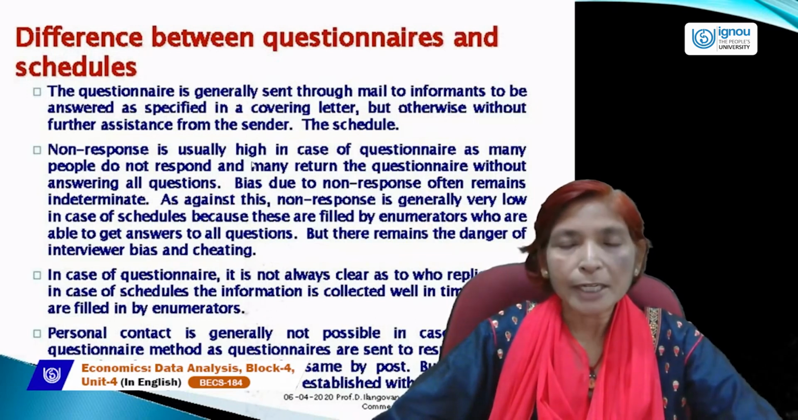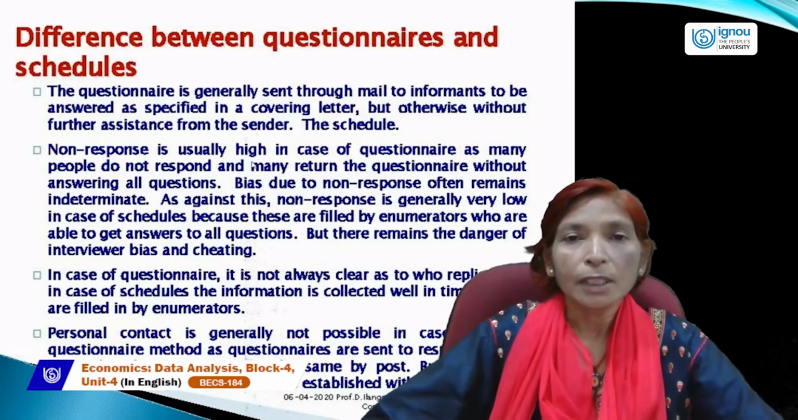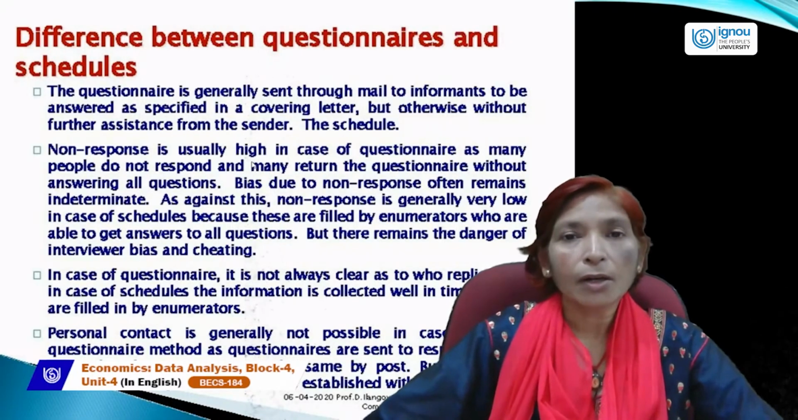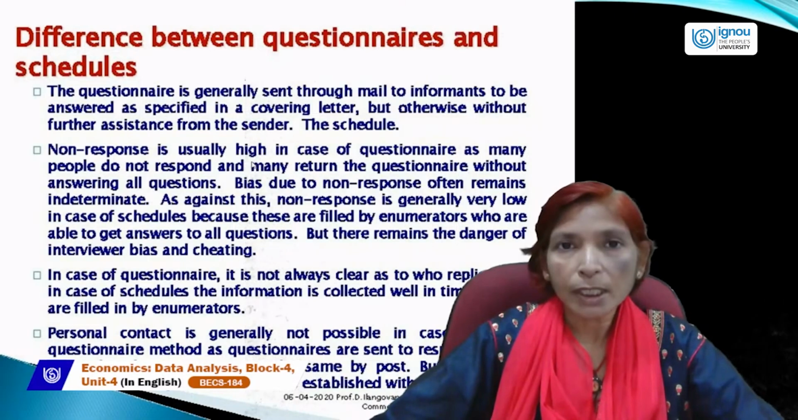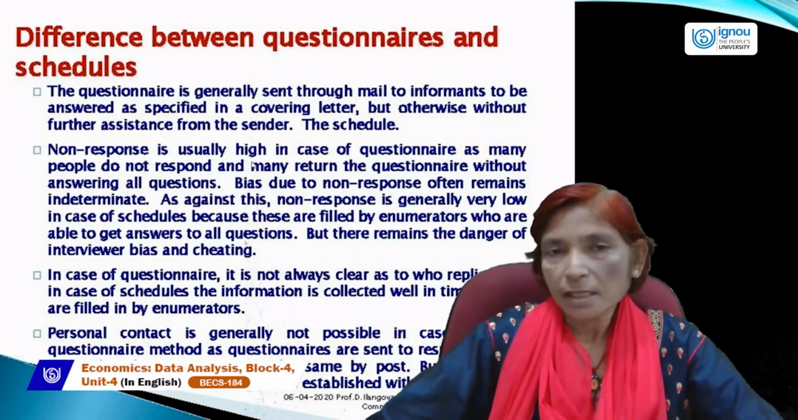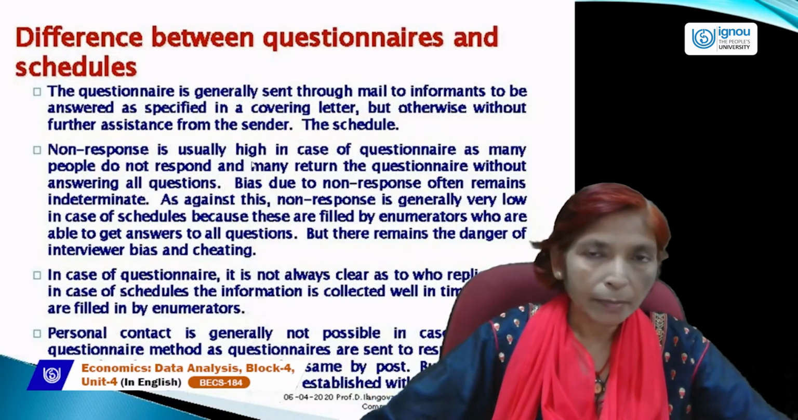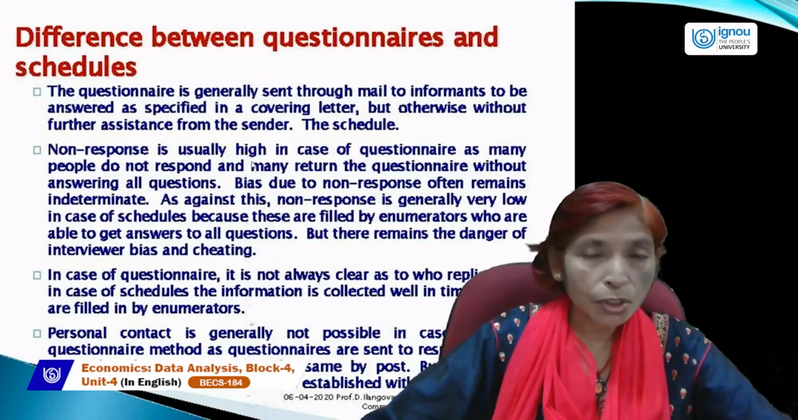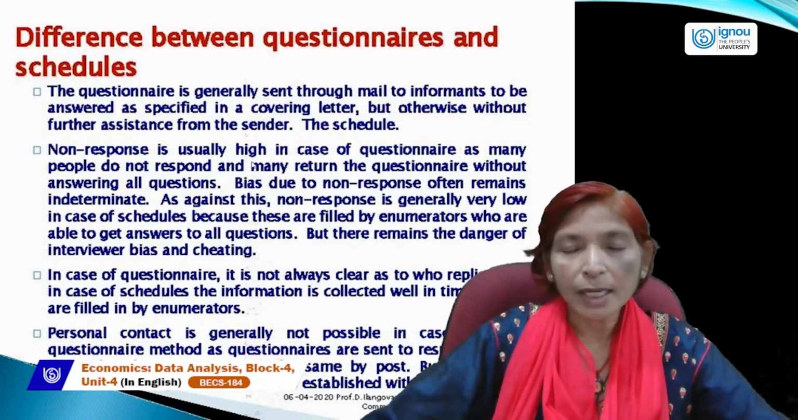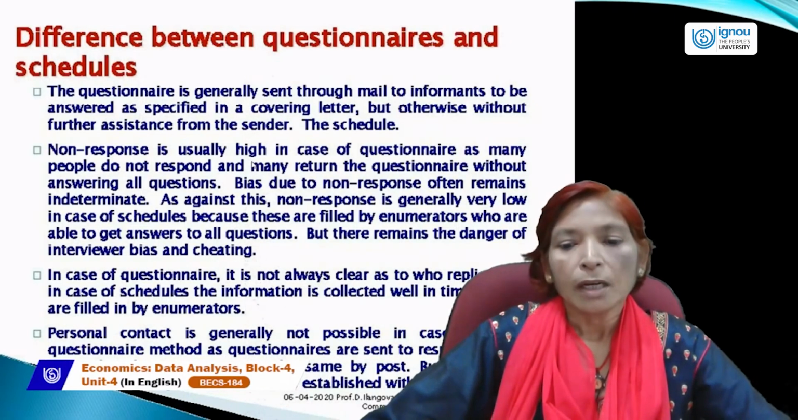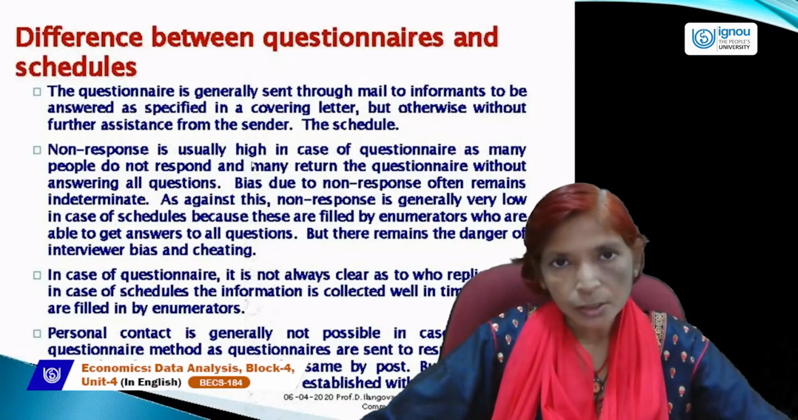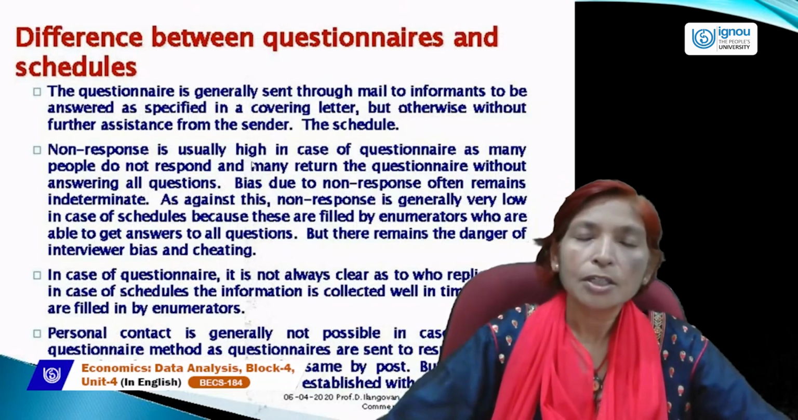An enumerator is a specialized person who has knowledge of different languages and is able to collect information through a questionnaire. But this schedule method or enumerator method for collecting data is very costly or expensive. Personal contact is generally not possible in the questionnaire method, because you can send the questionnaire to the informants by mail or by post. In this, direct or personal contact is not possible. But in case of a schedule, direct personal contact is possible with respondents or informants. So this is the difference between questionnaire and schedule.